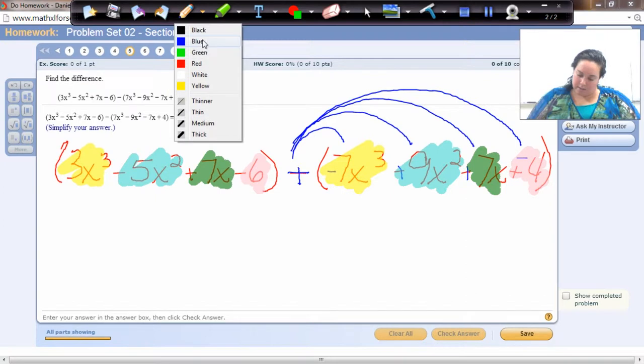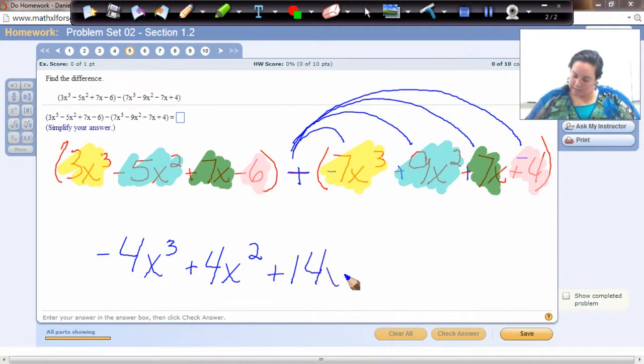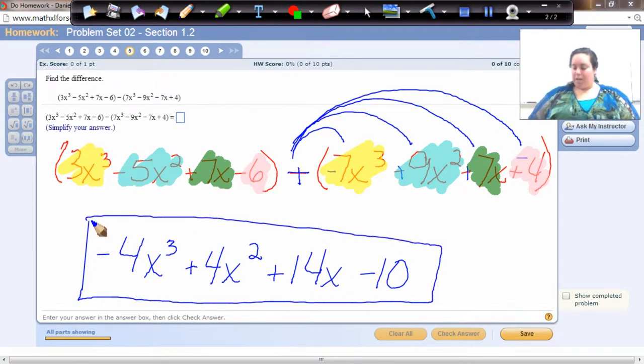All right, so then let's go ahead and add this. These two, remember to just add coefficients, we get negative 4x cubed. Here we get plus 4x squared, negative 5x squared and positive 9x squared. Then 7 and 7 is 14x, negative 6 and negative 4 is negative 10. And then there's no more like terms in this. This is not like terms with anything else. There's nothing else we could do, so it's simplified as much as possible.